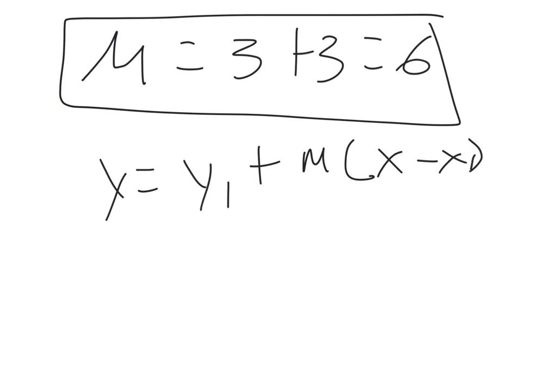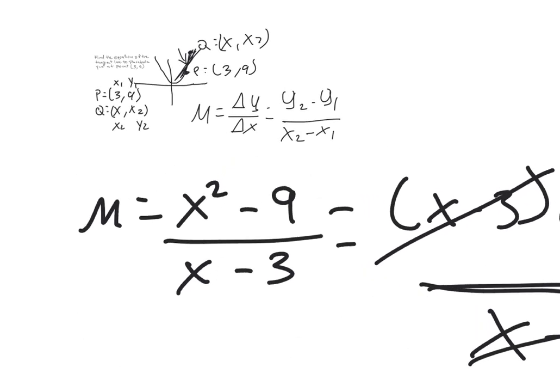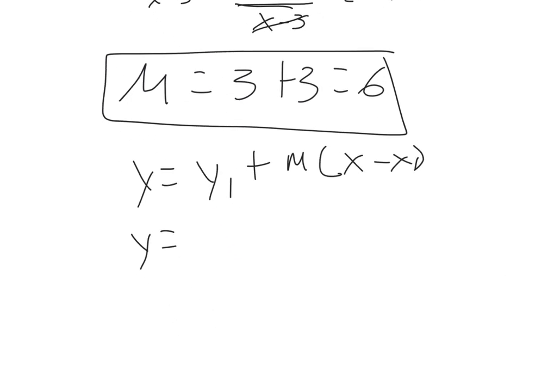Now, if we plug in all our numbers, what is y1? Y1, like I showed you here, is 9. That's our first y. So it's 9 plus our m, which is 6, times x minus x1.